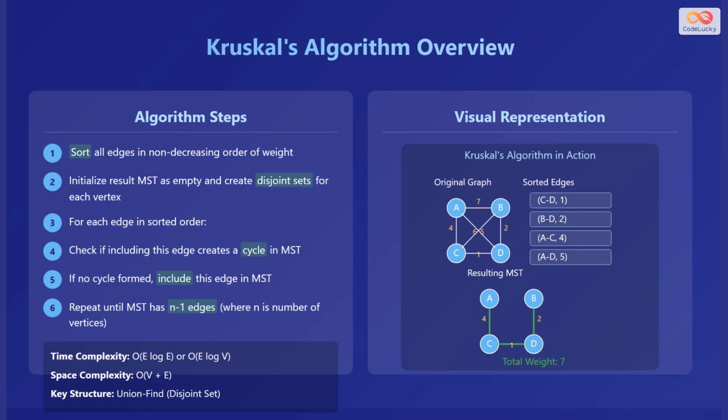The time complexity of Kruskal's algorithm is typically O(E log E) or O(E log V), where E is the number of edges and V is the number of vertices. The space complexity is O(V + E). The key data structure used in Kruskal's algorithm is the union-find, also known as disjoint set.